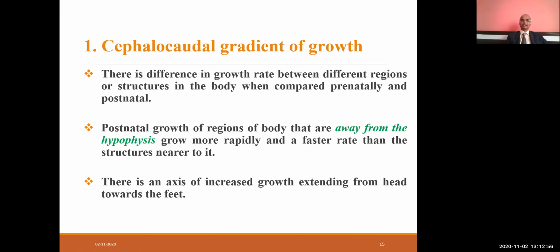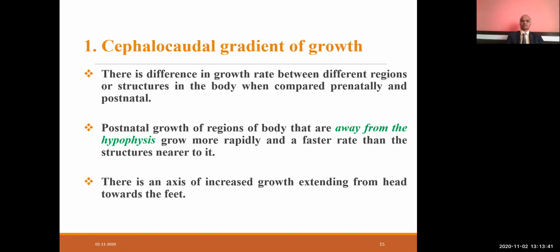In cephalocaudal gradient of growth, there is a difference in growth rate between different regions or structures in the body when compared prenatally and postnatally. Head, limb and trunk grow at different trends, prenatally and postnatally. In postnatal growth, regions of body that are away from hypophysis grow more rapidly and at a faster rate than the structures nearer to it.